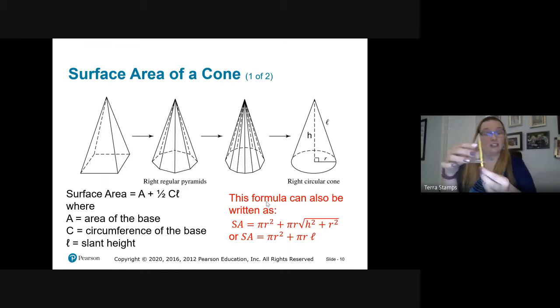So the slant height is just that. It's that height of the slant. Those are different distances. So H and L are often confused, but they are different distances. So a lot of times with these, when you're doing an example, they won't give you L, but they will give you H and R. That's why I like that version of it, because even though it looks more complicated, it's easier to plug and chug.